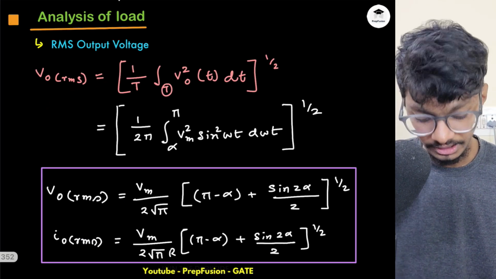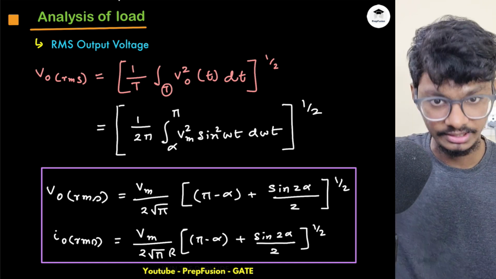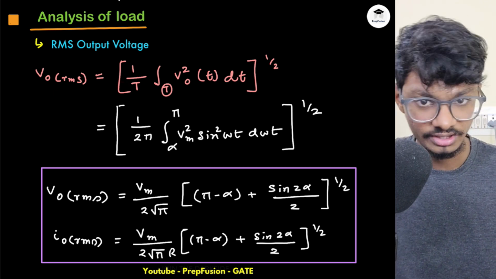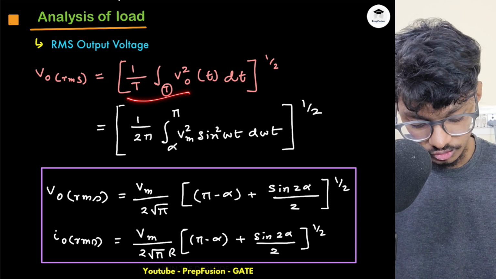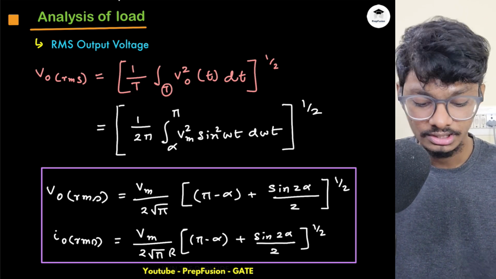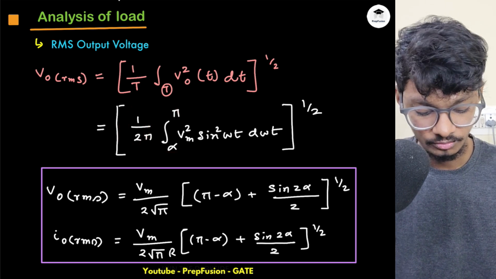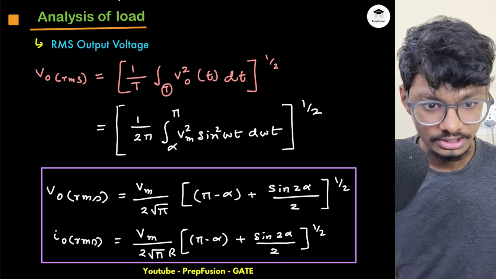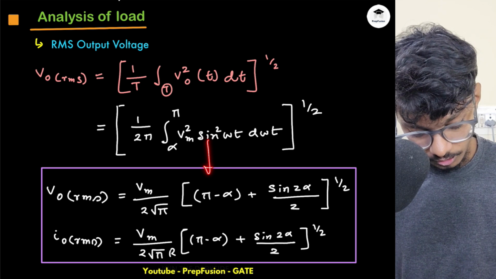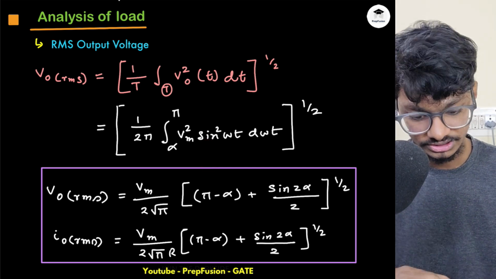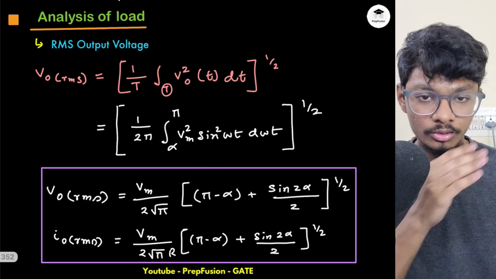Then the RMS value, right? The formula for RMS I have explained in my network theory: how to compute RMS over a period. So again, it is 1 by T, VO whole square dt, whole under root, right? So it will be 1 by 2 pi, integral from alpha to pi of Vm square sine square omega t d omega t, whole under root. Okay. Next, I will put this in the notes, but you try to derive by yourself how you are computing this.